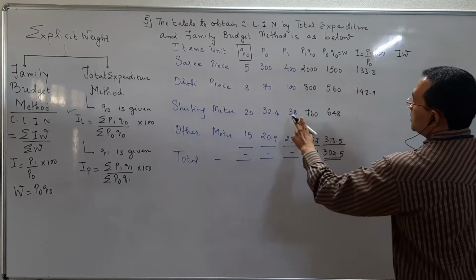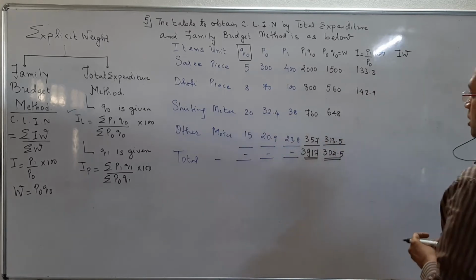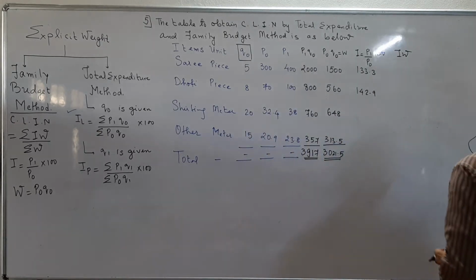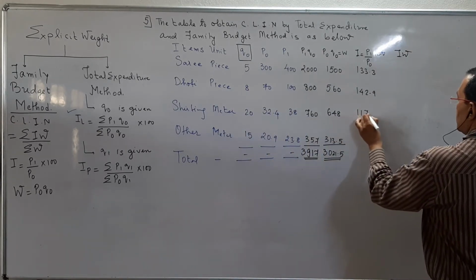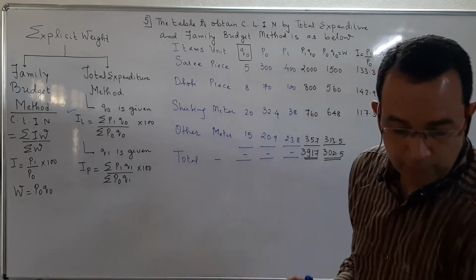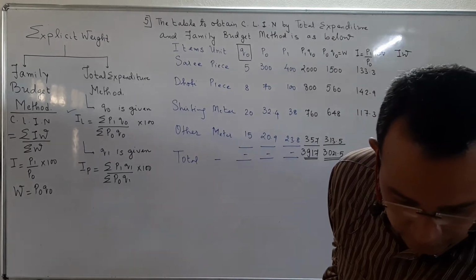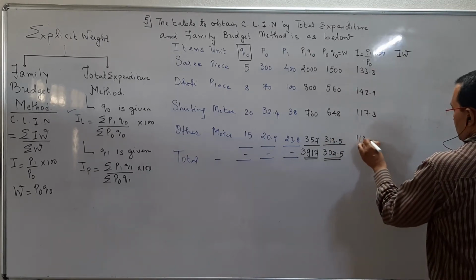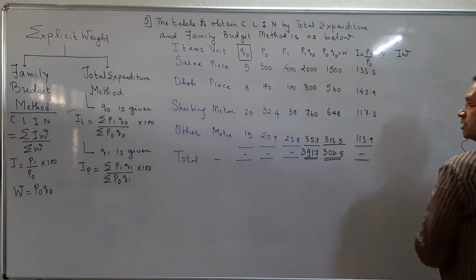Then 38 upon 32.4 into 100, so 117.3. 23.8 upon 20.9, so 113.9. This total was not required.